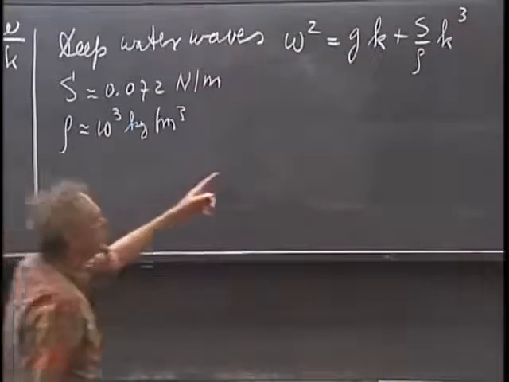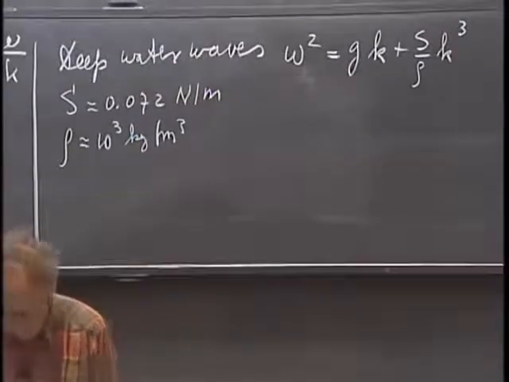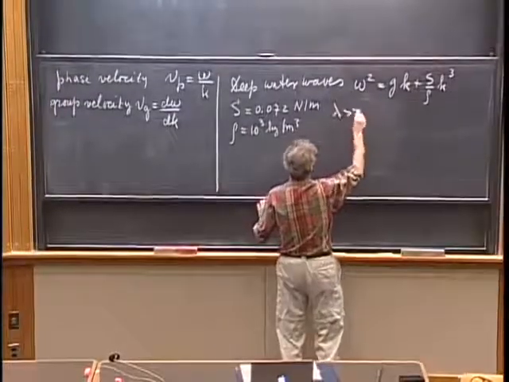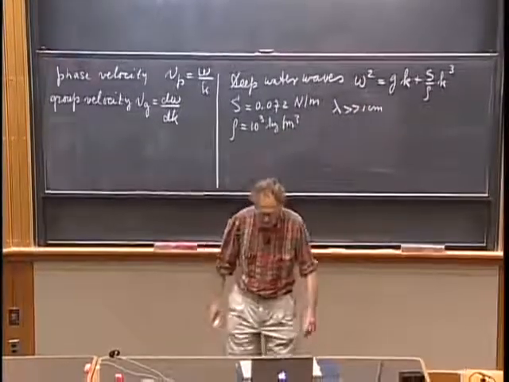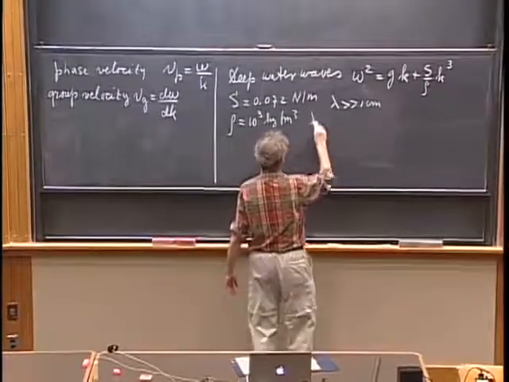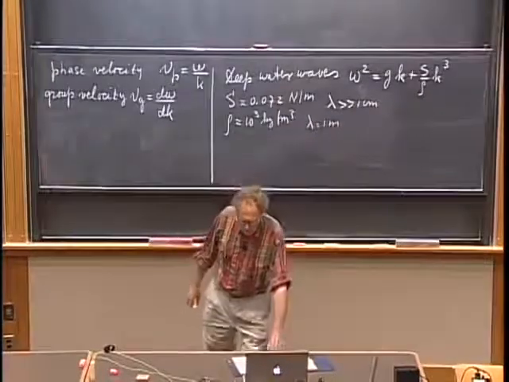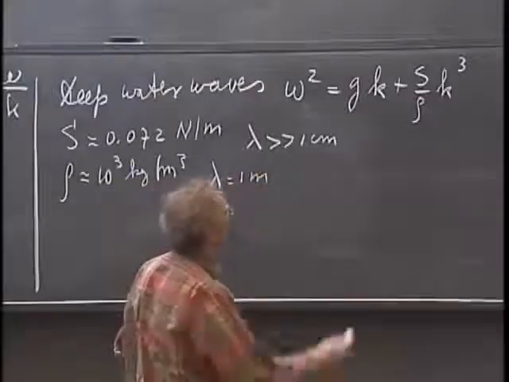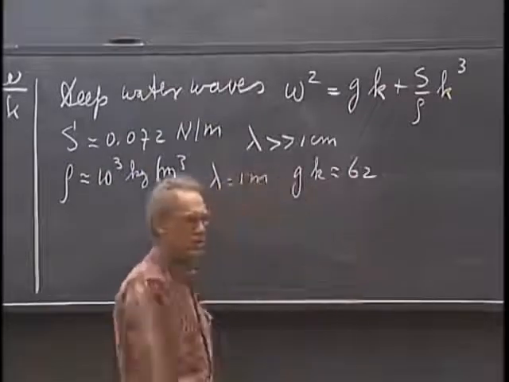Now, this S term is only important for very short wavelength. If you take the case that lambda is much, much larger than 1 centimeter, then I can show you that the S term is unimportant. So let's take lambda equals 1 meter. If lambda is 1 meter, then k is 2 pi divided by lambda, so you can calculate what gk is. It's about 62 in SI units, because g is 9.8.